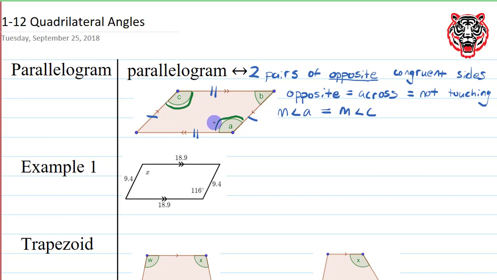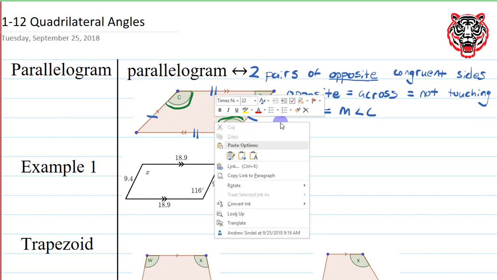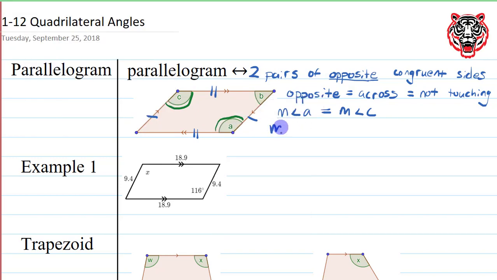Other thing that you need to know is this. If I have the measure of angle A, and I add it to the measure of angle B, what do you think this sums to? If anyone wants to take a guess, just shout it out. 180 degrees. It is 180 degrees.